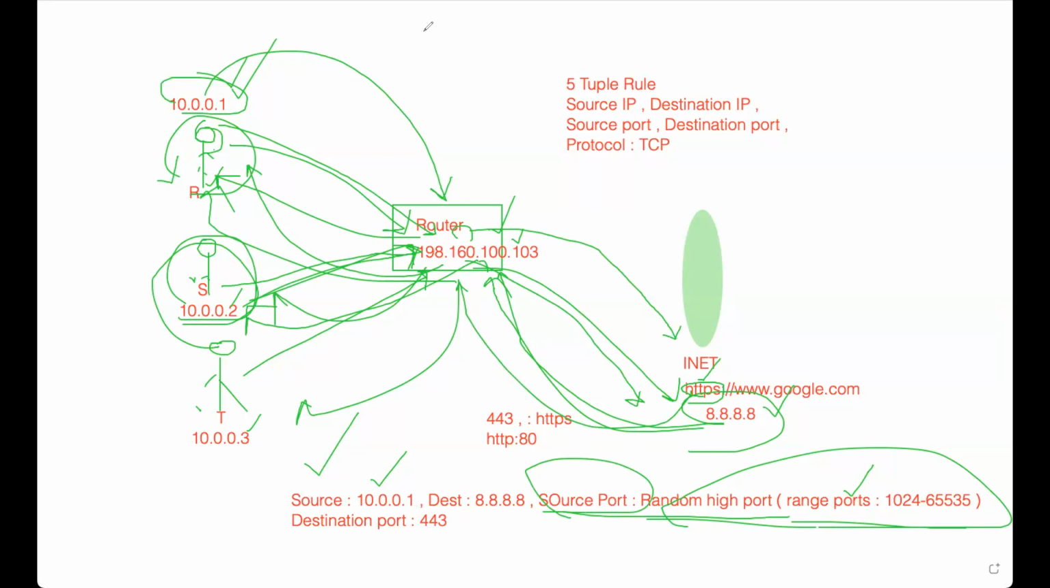Is it clear, guys? Is it confusing? Any questions on NAT overload or port address translation, guys? Any questions there? Okay, let's move on to the destination NAT.